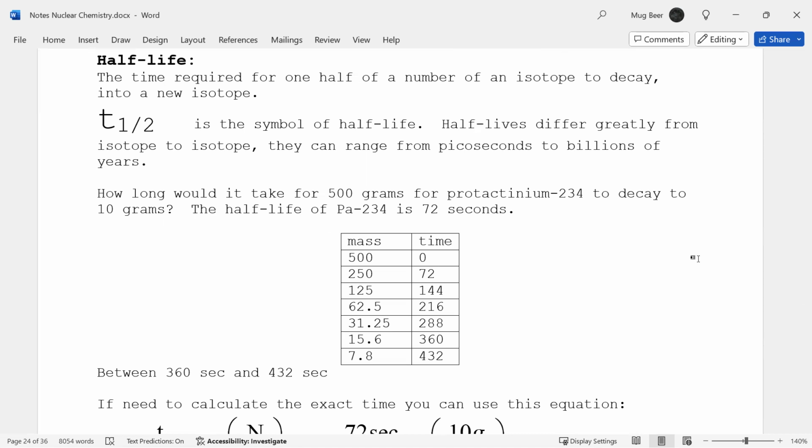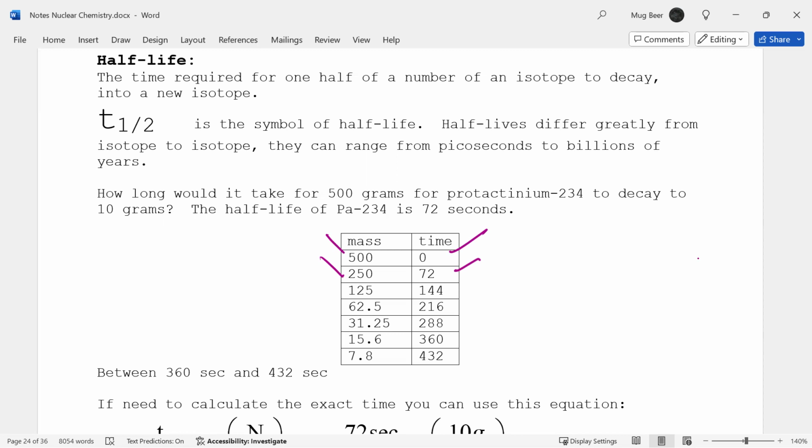So half-life, as far as chemistry and physics is concerned, is: I've got something that's radioactive. How long does it take for half of that radioactive substance to convert itself into a different substance? So my example here is protactinium-234. The protactinium-234 has a half-life of 72 seconds. So if I start off with 500 grams of this stuff at time equals 0, after 72 seconds, I've got 250 grams of that stuff left. There's half of that protactinium-234 gone.